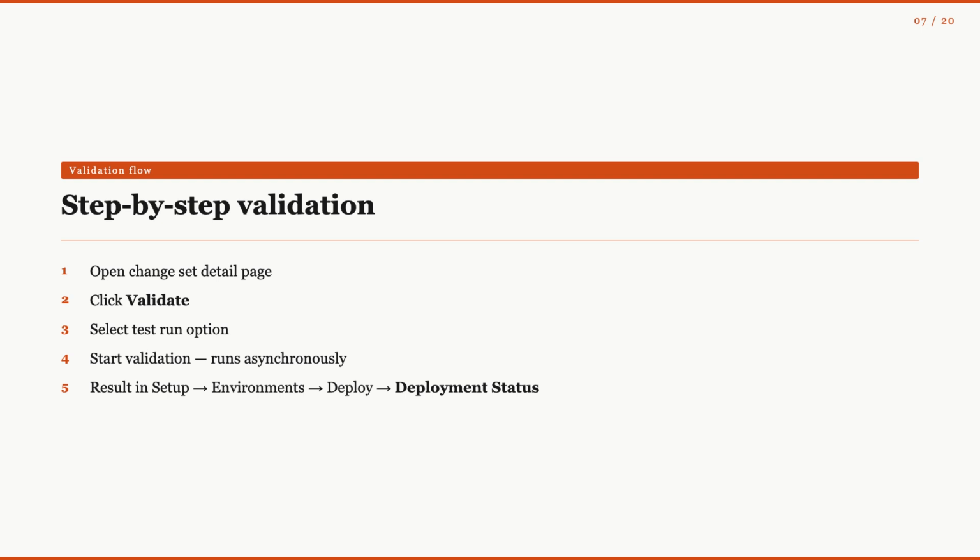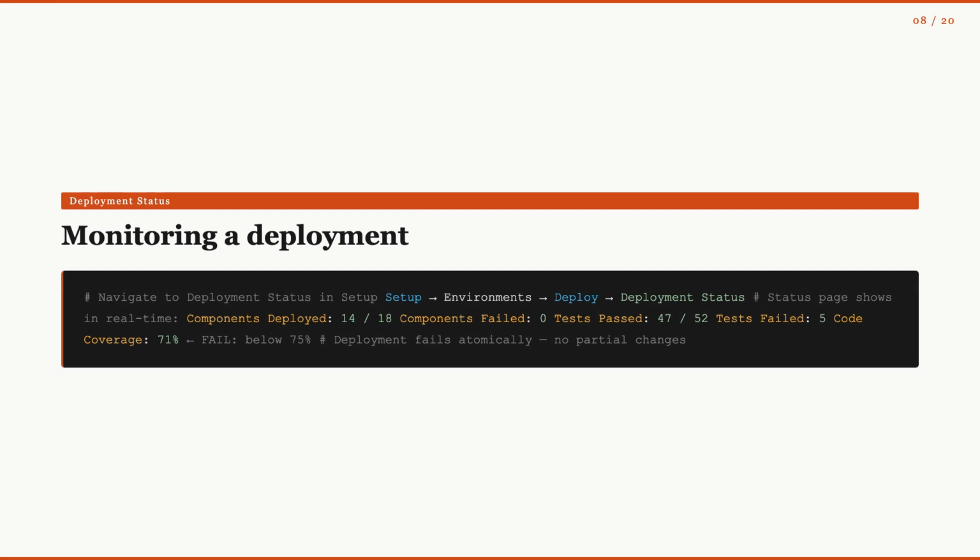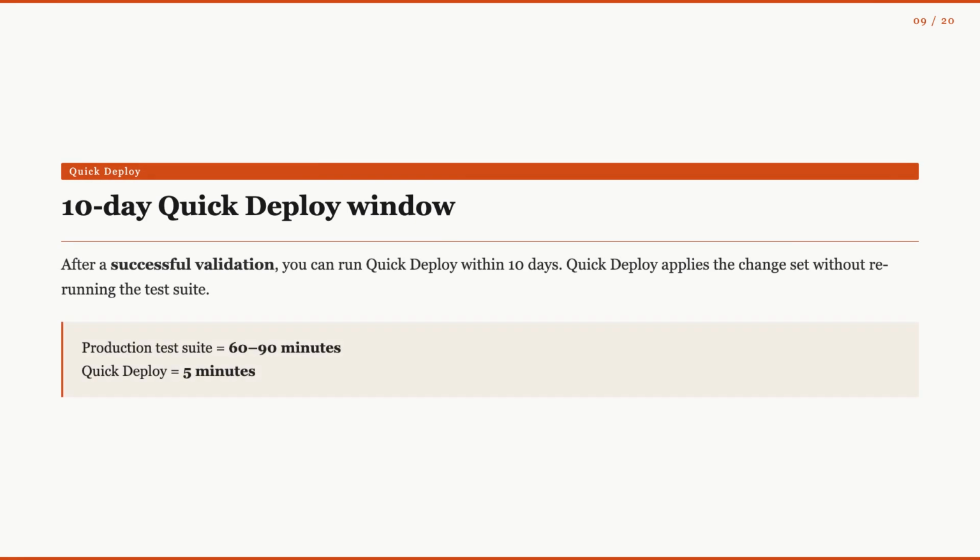The Validate flow. From the Change Set Detail page, click Validate. Select your test run option. Start the validation. The process runs asynchronously. When complete, the result appears in Deployment Status. The Deployment Status page is where you monitor both validations and deployments in real time. Navigate there via Setup, Environments, Deploy, Deployment Status. It shows component counts, test results, and the current code coverage percentage as the process runs.